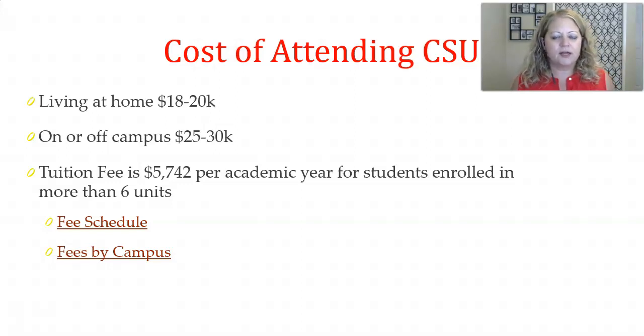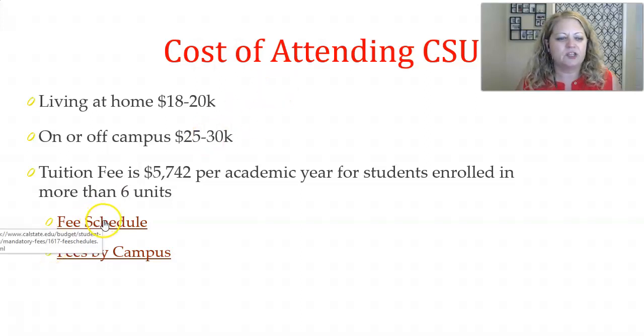And so at SRJC, you pay a per unit fee, so you pay $42 per unit. And at the CSUs, you pay a lump sum. So if you were in 12 units, 14 units, 18 units, you pay $5,742 no matter the number of units you're in. So that's something to keep into consideration.